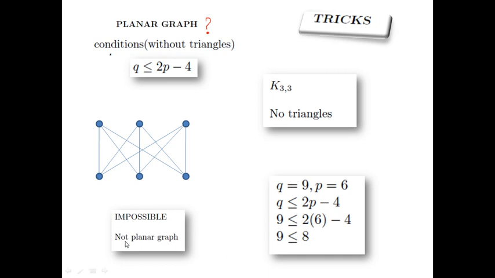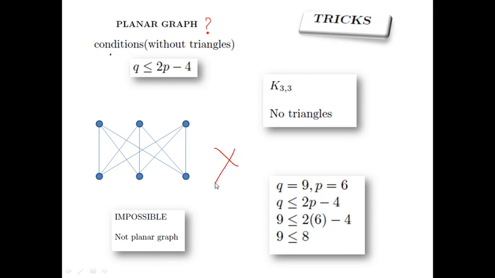It is impossible. So we can say that K3,3 is not a planar graph. If it's satisfied, we can say that it is a planar graph, but this is impossible, so it is not a planar graph. So K3,3 is not planar.